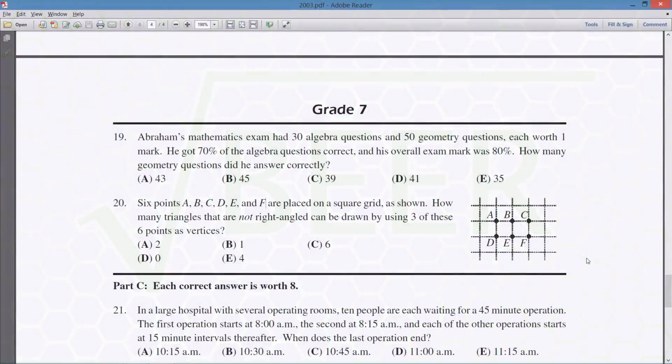We're continuing our look at the grade 7 Gauss from the year 2003. We're up to question number 20. So 6 points, A, B, C, D, E, and F, are placed on a square grid as shown. Okay, A, B, C in the top row, D, E, F in the bottom row. Very nice. How many triangles that are not right-angled can be drawn using 3 of these 6 points as vertices?